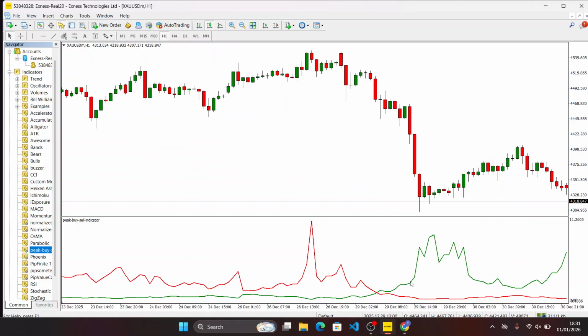Meanwhile, bearish conditions are associated with peaks just like this one, bearish divergences, bearish breakouts, price below the indicator's moving average, bearish reversal patterns, and strong bearish momentum.